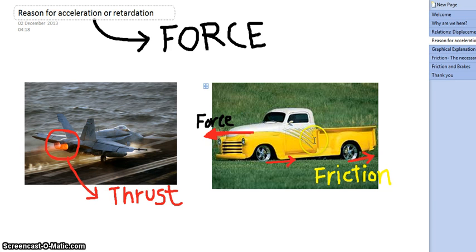In the case of the pickup truck, the engine produces some power. The power pulls the truck forward, and that's the force that's responsible for the motion. But there's also the accompanying friction between the tire of the truck and the ground. The friction opposes the motion. The direction of friction is backwards, that is against the direction of motion.